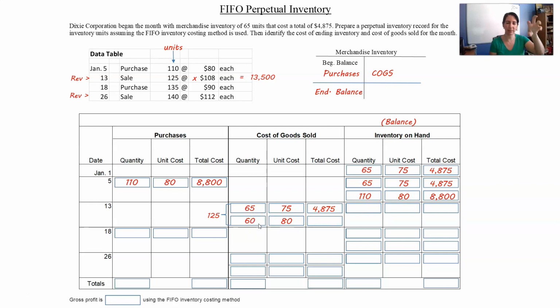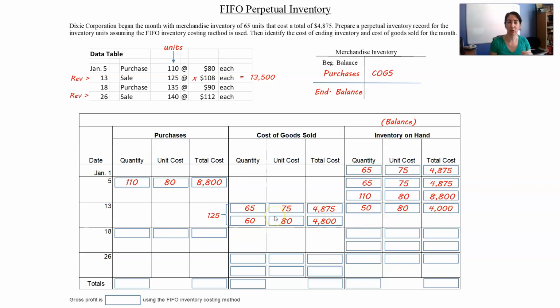So we've pulled 65 of the $75 ones off the shelf, and now we're pulling another 60 of the $80 ones off the shelf. So that's 125 units that we sold. What are we left with? Well, we sold off this whole $75 layer. That's gone. And we sold 60 of this $80 layer. So if you take 110 minus the 60, we're left with 50 at $80. And that's what we have on our shelves. We either have it or we sold it.